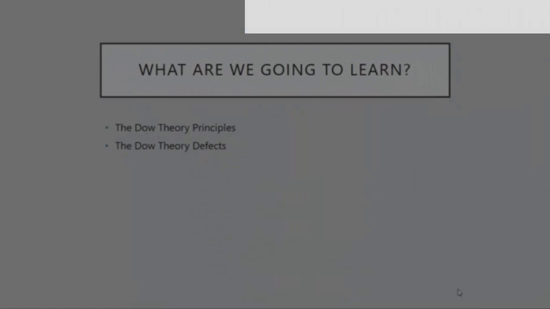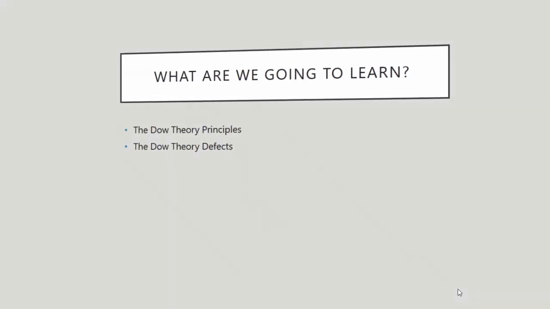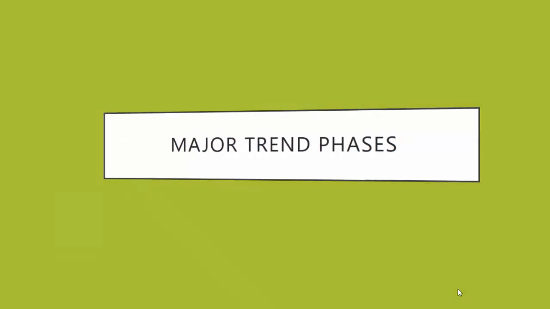In this video we will continue the principles of the Dow theory, and after knowing all about it, we can see its defects. Major trends of market have three phases in each bull market and bear market. In the bull market, we have these three phases with these features.